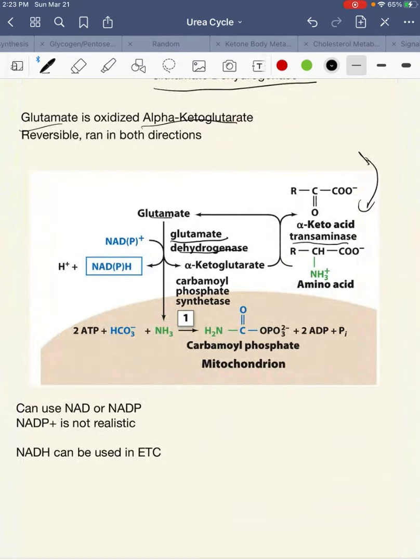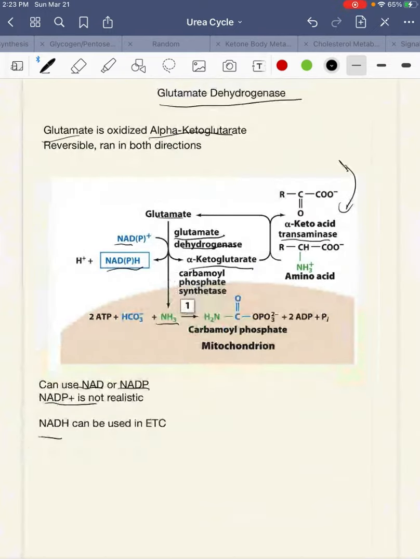Okay, so back to glutamate dehydrogenase. We take glutamate and oxidize it to alpha-ketoglutarate, and then in the process, we reduce NAD to NADH. Ammonia is sent into the mitochondria. This reaction can use NAD or NADP. NADP is not really realistic, but theoretically it could use it. But most cells will just end up using NAD and NADH. NADH can then also be sent into the ETC to supply more energy. Okay, so now that we got rid of the ammonia, it's in the mitochondria.